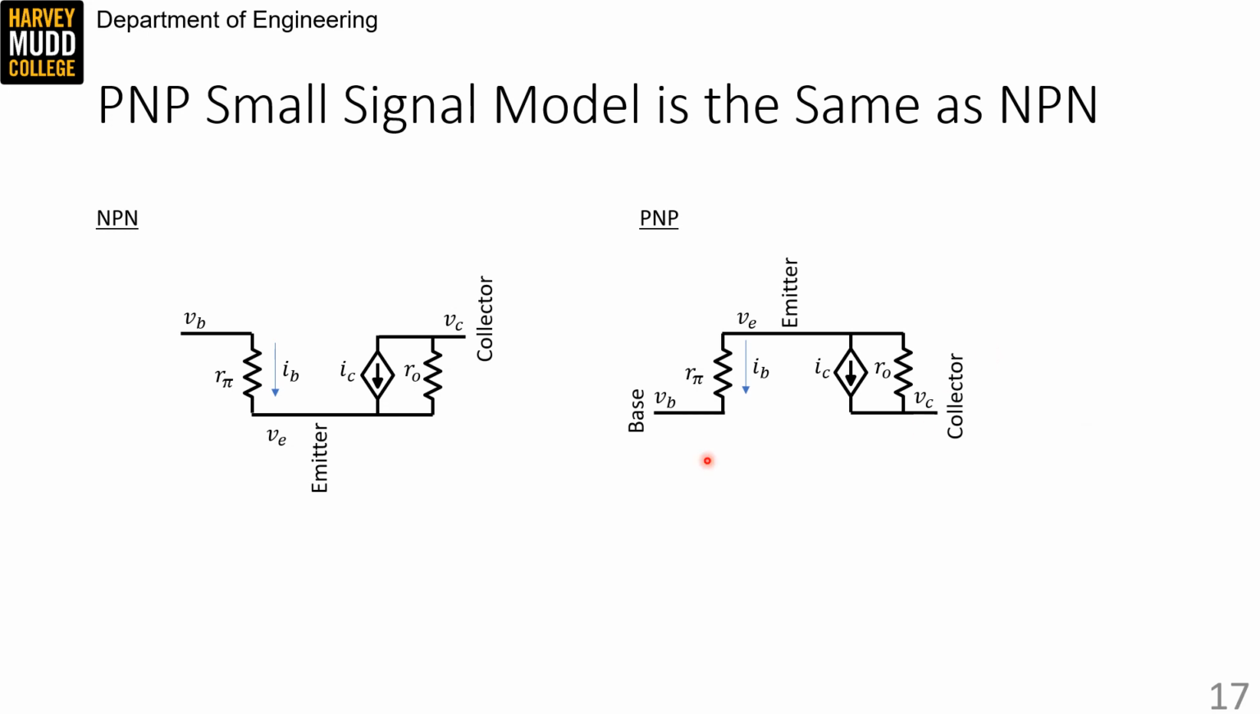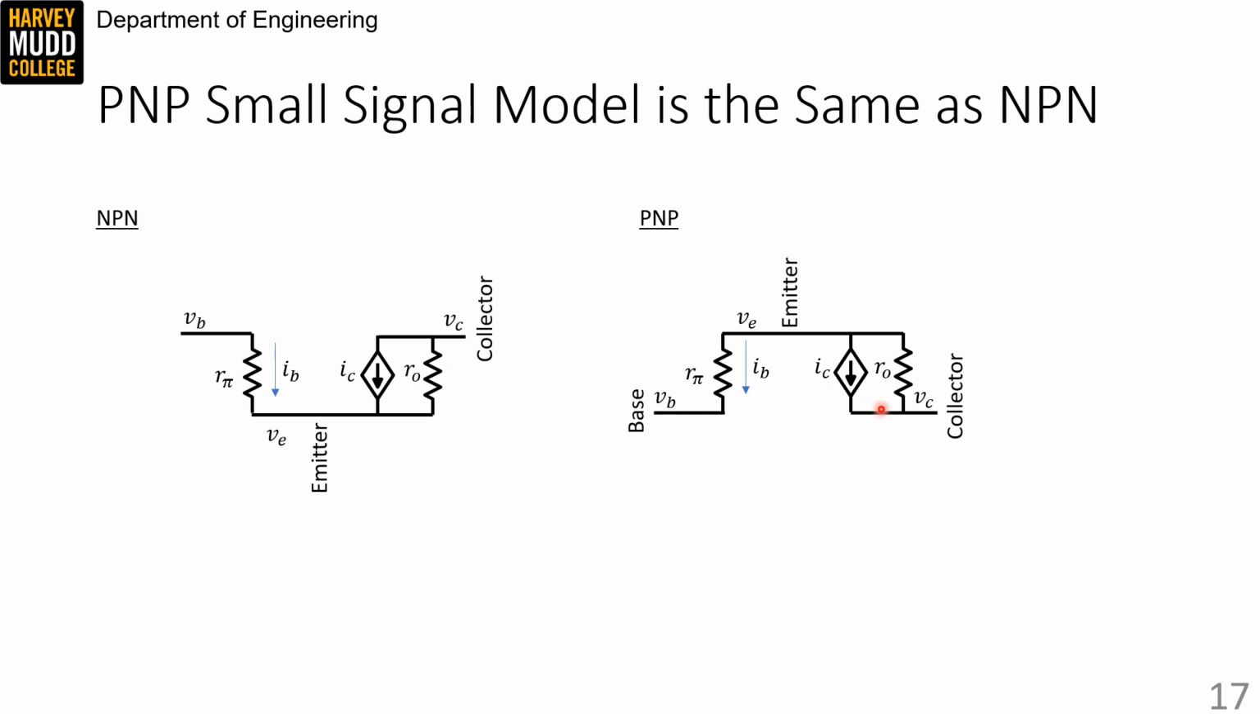So we can see that there's an R pi between the base and the emitter, and you calculate that the same way. You'd find the value of R pi as beta times phi th over IC. There's a dependent current source between the emitter and the collector, and I flipped the direction on it here. Its value would be equal to GM times VBE, where GM is equal to IC over phi TH. And finally, there's an RO that's equal to VA over IC between the emitter and the collector, representing base width modulation.